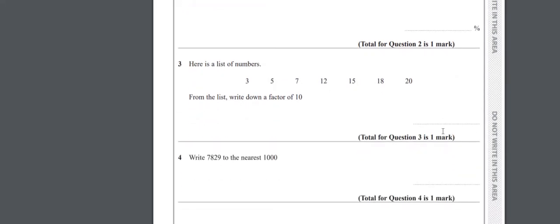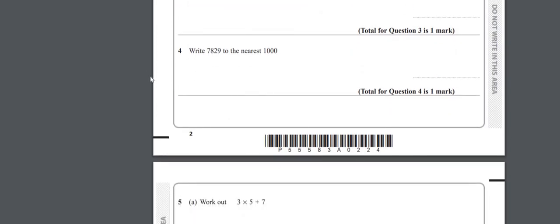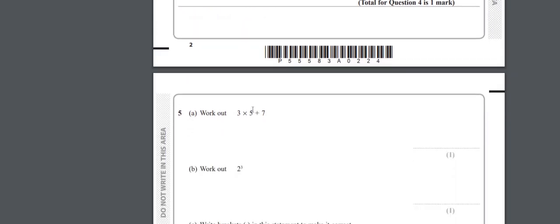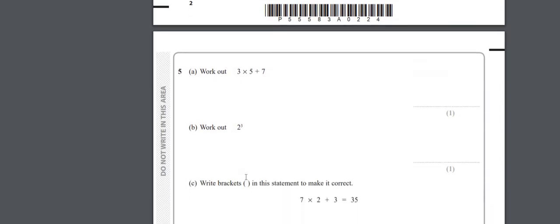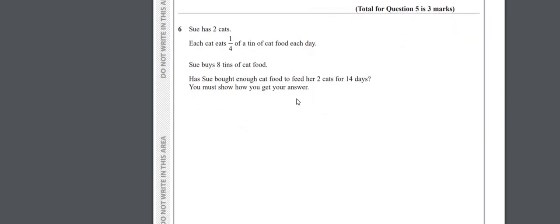I'm going to show you now. Question 3 is factors. You did this in primary school. Number 4, you have to round to the nearest thousand. This question is not hard. You can do it with the help of BIDMAS, and this B part is 2 to the power 3. You can do this easily as well. C is again BIDMAS. Number 6, when you get a word problem, you need to have a highlighter. Highlight the important parts, and then try to solve the question.